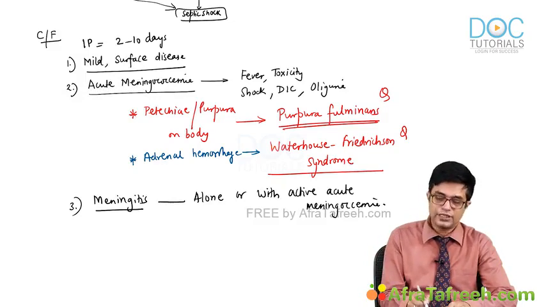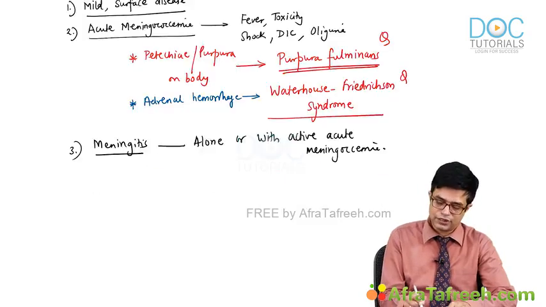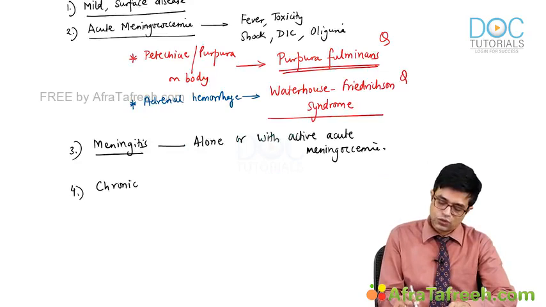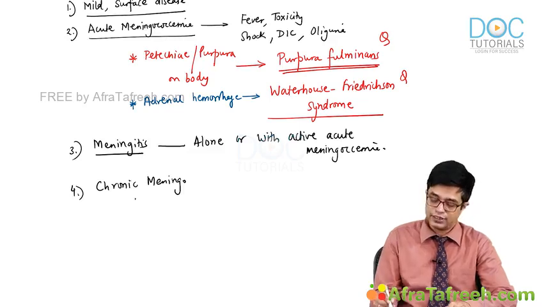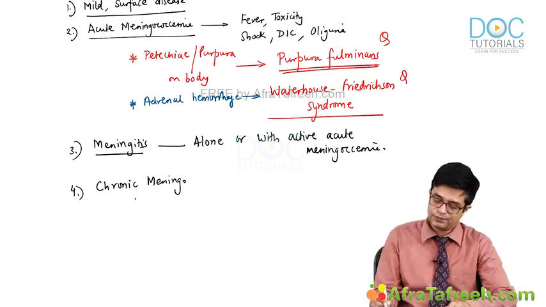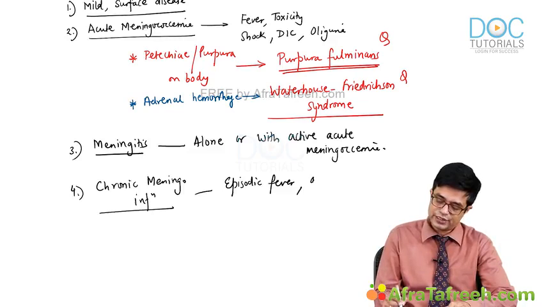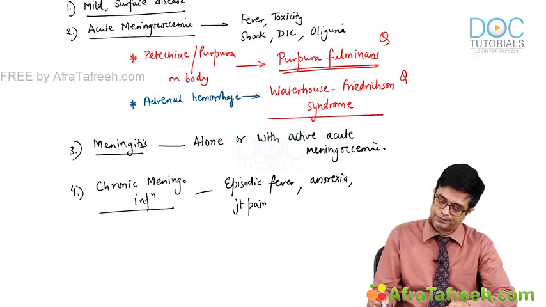So, the typical features of meningitis, fever, headaches, photophobia and positive Kernig and Brudzinski sign, they may be present. And fourthly, some children may develop chronic meningococcal infection. Chronic meningococcal infection will be characterized by episodic fever. In between these episodes, patient will be fine. There will be anorexia, there will be joint pains due to arthritis or arthralgia, and there will be erythema nodosum like lesions on the skin.